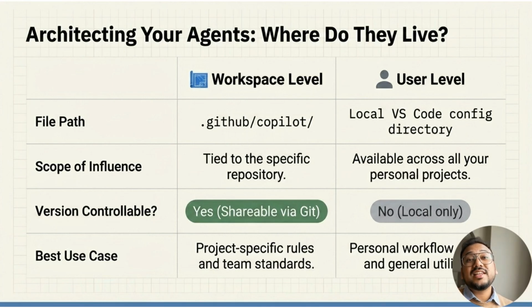Or you can save it at the user level, making the agent available across all of your projects. This is saved in your global configuration directory, typically /config/github-copilot/ on macOS or .github/agents on Windows. This agent follows you everywhere, across every single repository you open on your local machine. For our first agent, let's stick with the workspace level.